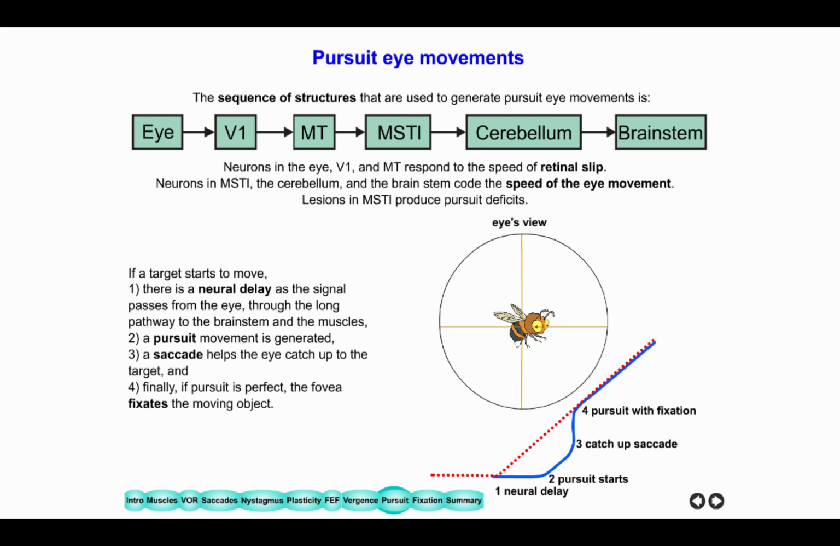Okay, so it has these steps. This is the response time it takes before the pursuit movement gets initiated. So it takes time from when the eye sees it to when the signal leaves the brainstem. Okay, so this is the time it takes to travel through that circuit. And then it starts pursuing, and then you make a saccade to recenter it.